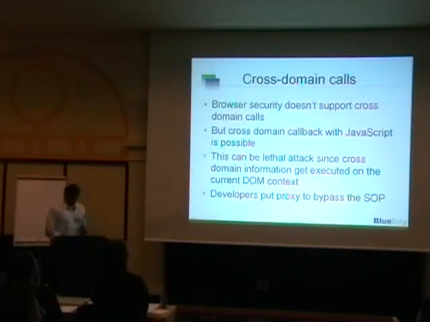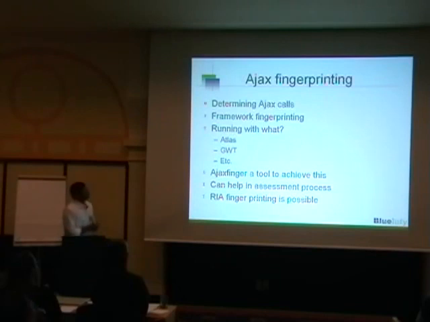So this is on cross-domain calls. Next, we want to do Ajax fingerprinting. We want to determine Ajax calls. We want to fingerprint the Ajax framework. There are various different frameworks out there, like Atlas for the .NET framework, GWT, Mochikit, Dojo, Prototype, etc.